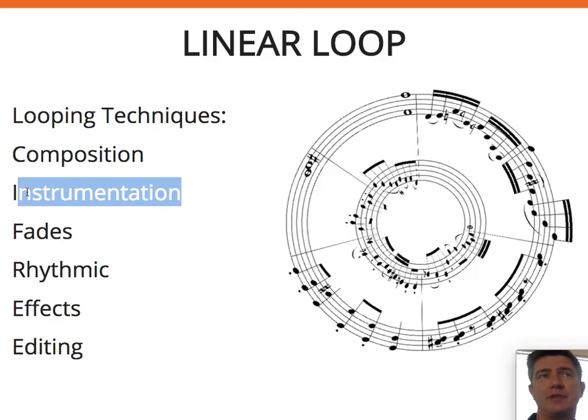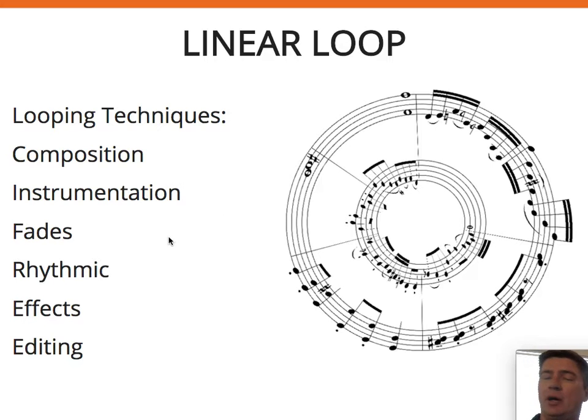So your choice of instrumentation is important. Faster, more staccato instruments with sharper attacks are easier to loop. Low bass and choirs and big pads and things that sustain and are just big and powerful are more difficult to loop.